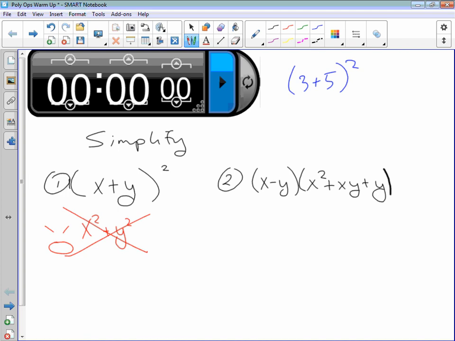8 squared is 64. We know this is supposed to equal 64. However, if you try to distribute that exponent, you'd end up with 3 squared plus 5 squared. 9 plus 25 does not equal 64. So this is not legit.